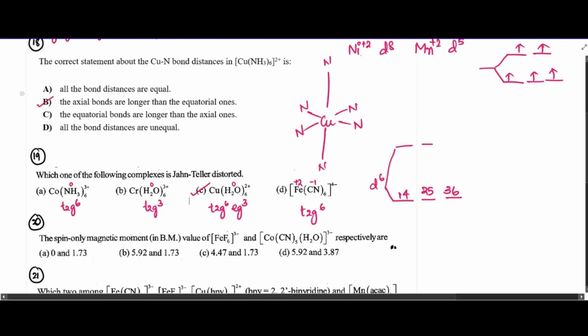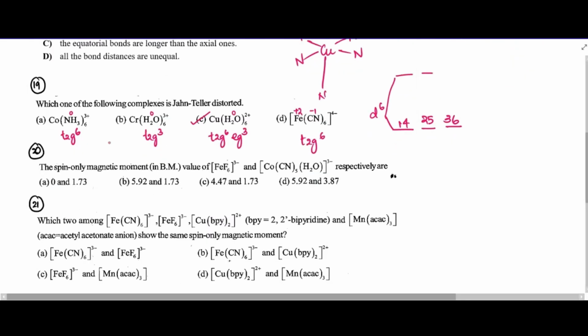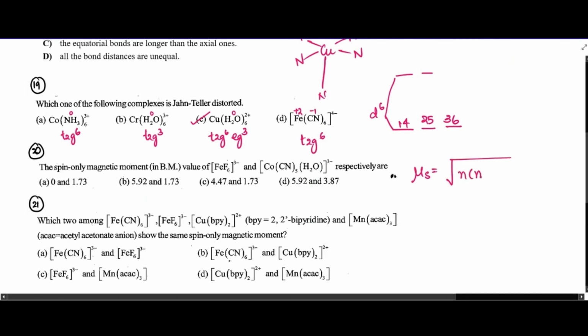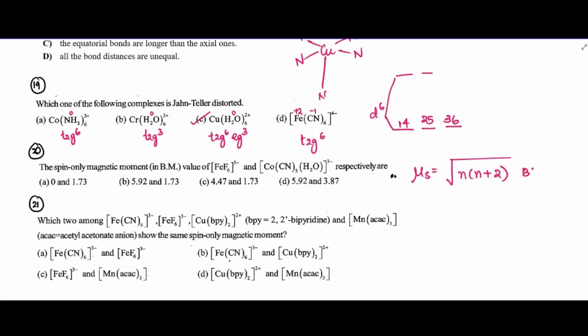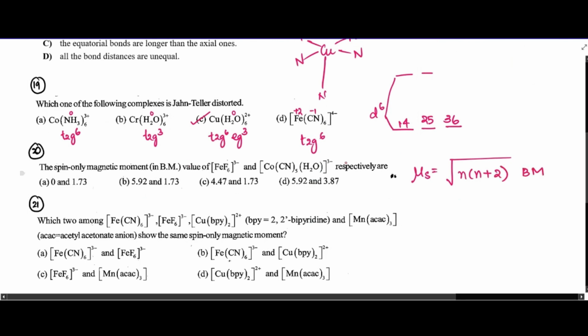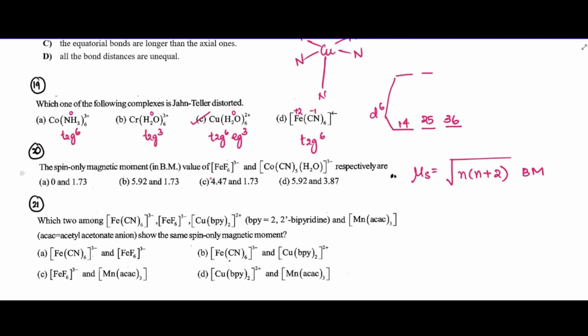Okay. Next question. The spin-only magnetic moment. As we already learned yesterday, spin-only magnetic moment is root of n into n plus 2 Bohr magneton for the corresponding complexes. So in one complex, you have fluoride. Find the oxidation states first.